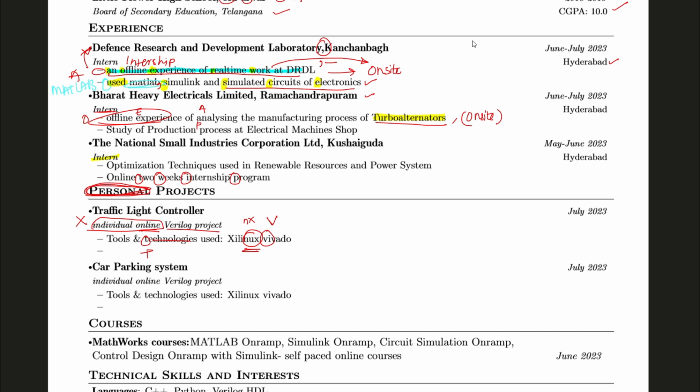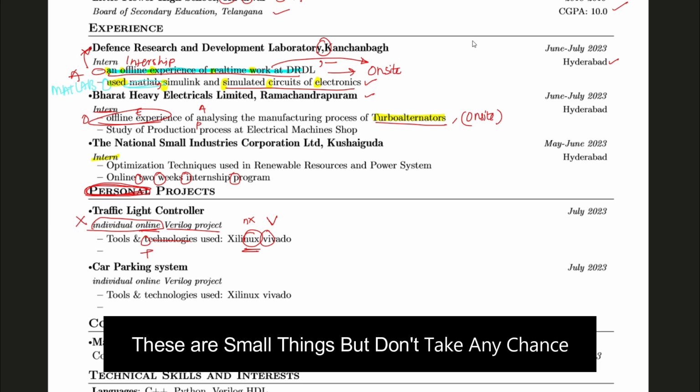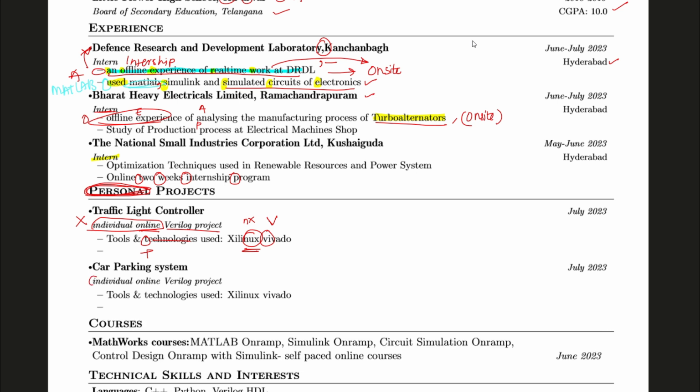Okay, if I could find them, the interviewer will definitely find them, and it will give a bad impression. It shows your carelessness. Just make sure that you correct and proofread before submitting the final one. Individual online, again not relevant. Verilog project, P capital. Tools used, Xilinx Vivado, Linux, same thing. You have left this point empty. See, instead of keeping this point empty, you could explain more about this project, right?